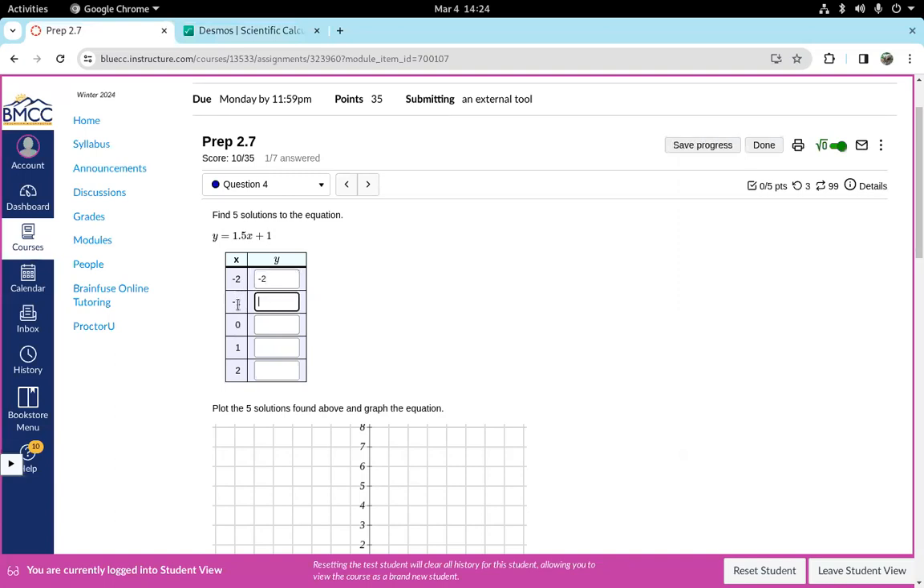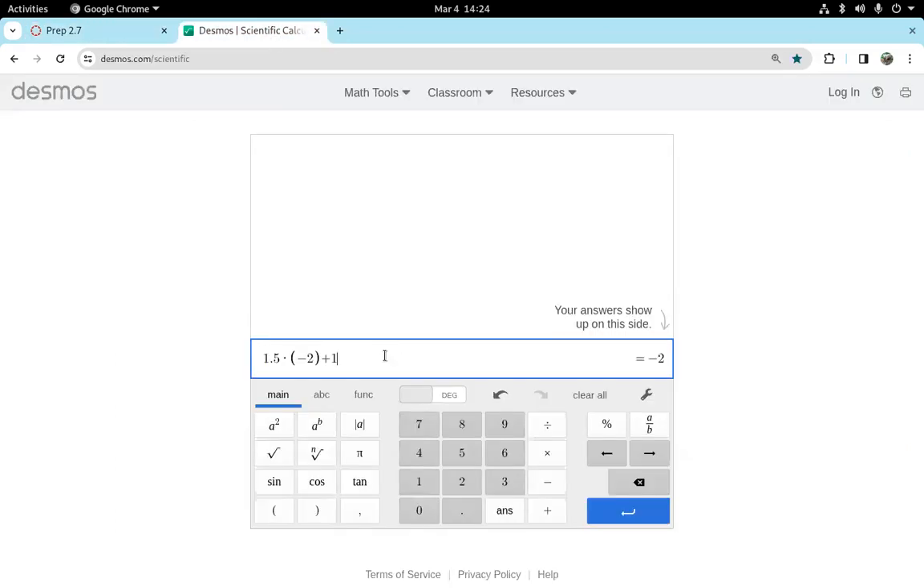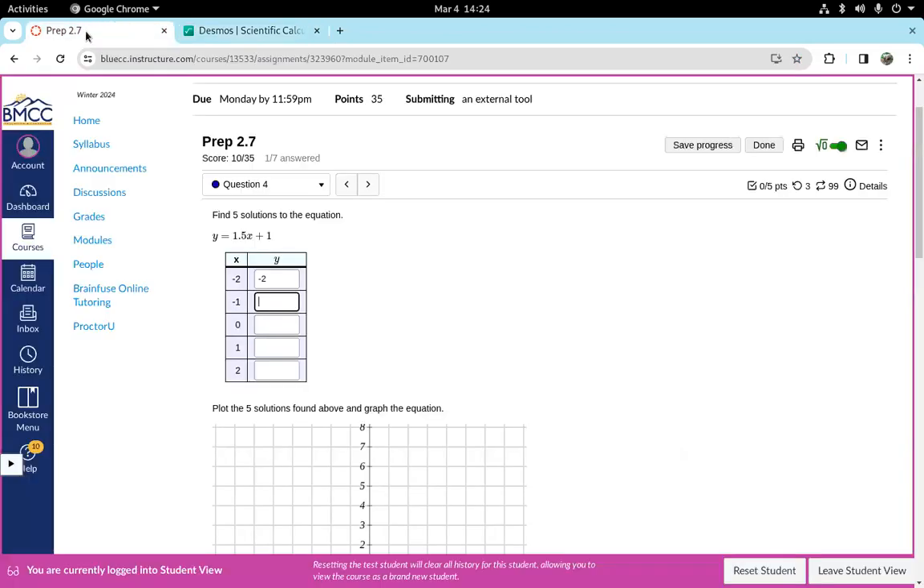Let's plug in -1 and see what happens. So I could just replace this number. Instead, I'm just going to recalculate 1.5 times, use parentheses because it's a negative number, and then finish the equation. This time it's -0.5.